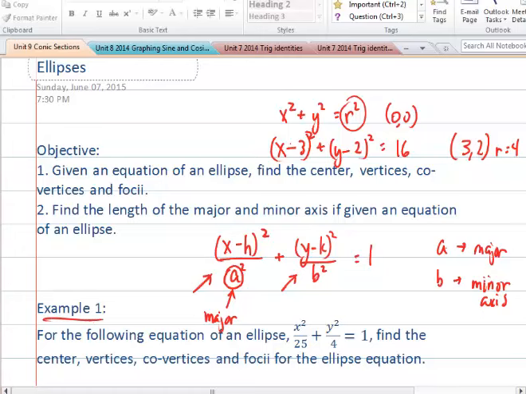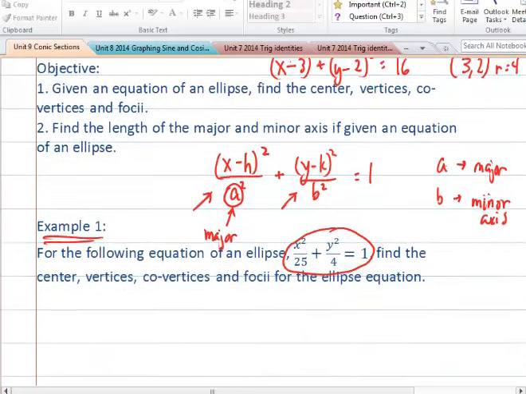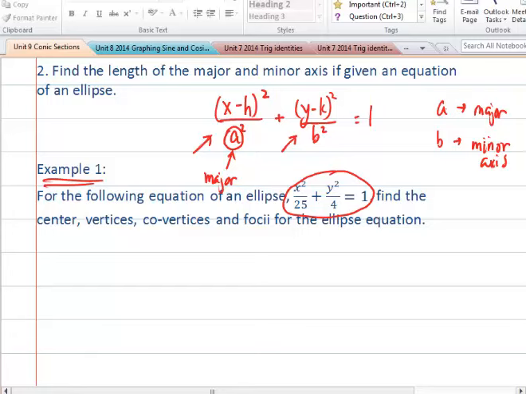So in our first example, we want you to look at an equation of an ellipse, and we'd like you to come up with what the center would be, the vertices, covertices, and foci. So here we go. The best way to explain this is to draw a picture. We write out the equation, x squared over 25 plus y squared over 4 equals 1.